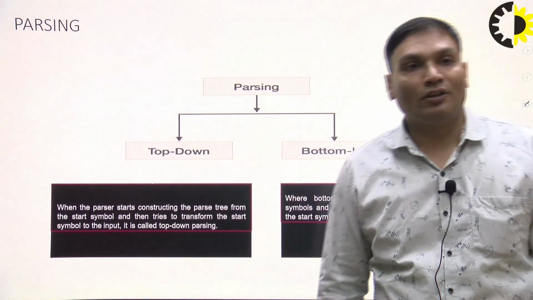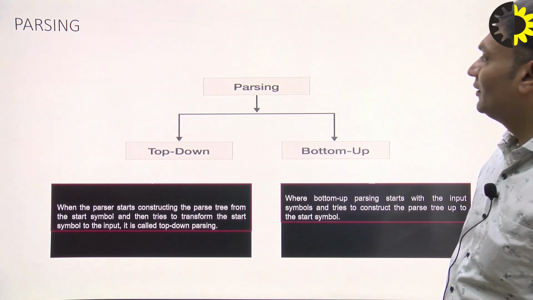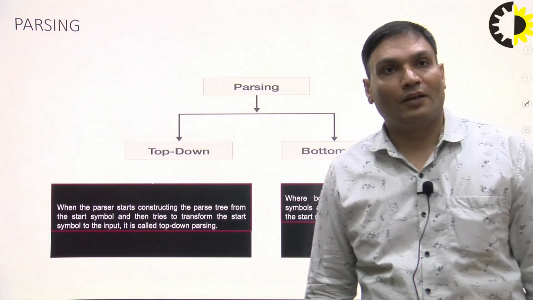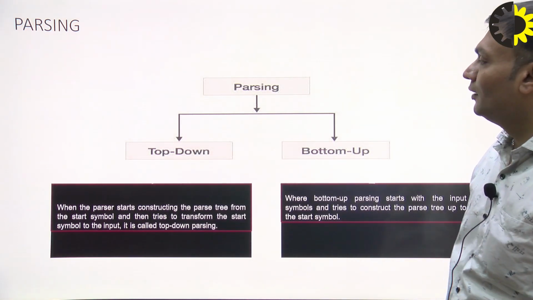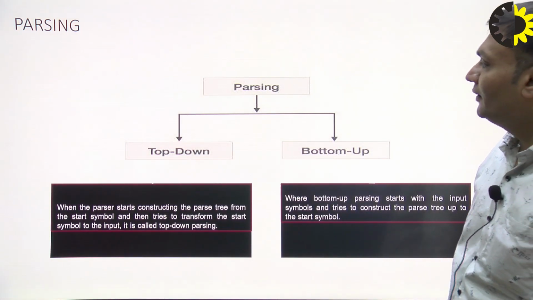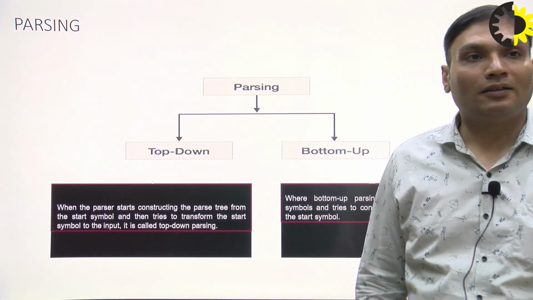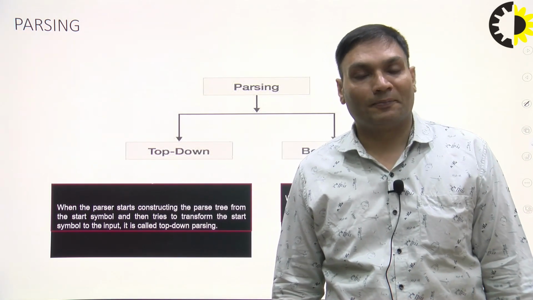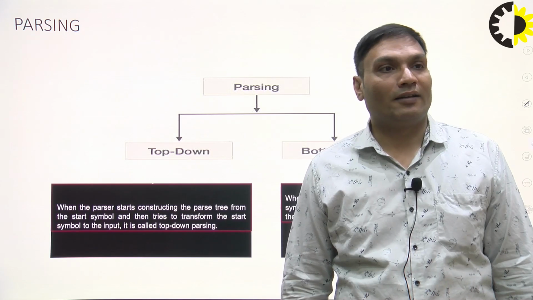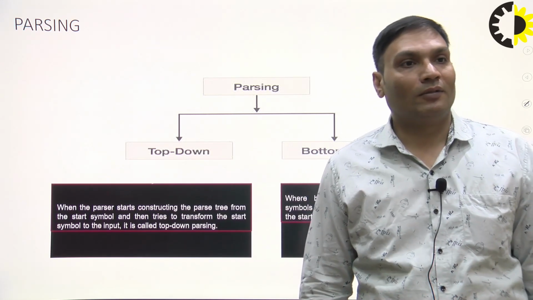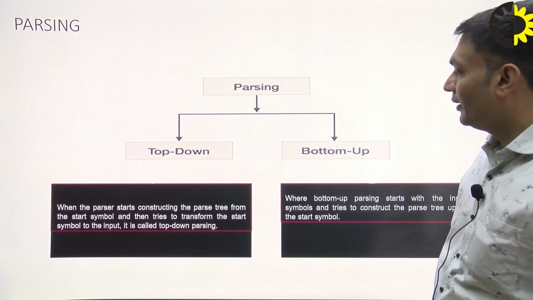Now, parsing. What is parsing? So, in the previous lecture, we have seen that the second phase of the compiler just generates the parse tree. So, parsing can be done in two manners. Either it can be bottom-up parsing or it can be top-down parsing. When the parser starts constructing the parse tree from the starting symbol and then tries to transform the start symbol to the input, then it is called top-down parsing.